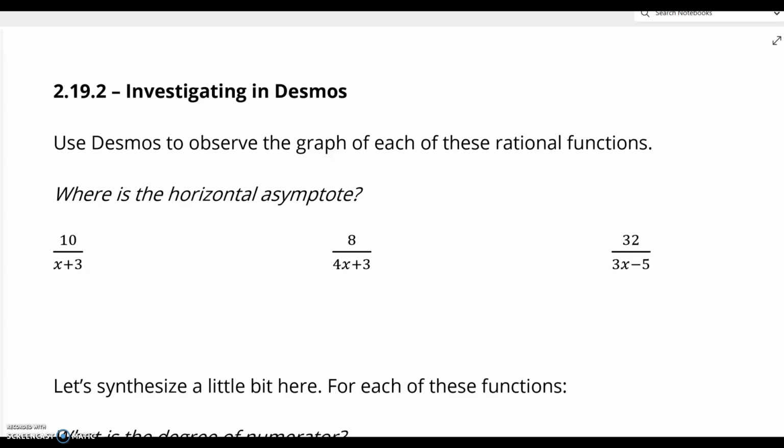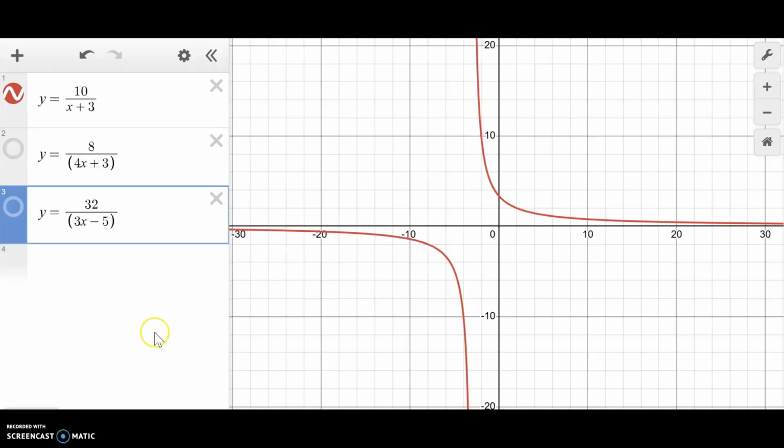Make sure you pause the video, put these functions into Desmos, and then we'll come back and talk about the horizontal asymptotes. Okay, here what I've done is I've put the three functions into Desmos. I typed all three of them in, and then remember, you can turn the graph on and off just by clicking the little color ball next to it, and it turns the graphs on and off. So let's look at our first graph here.